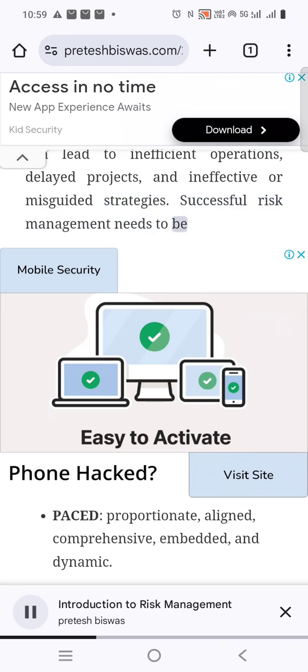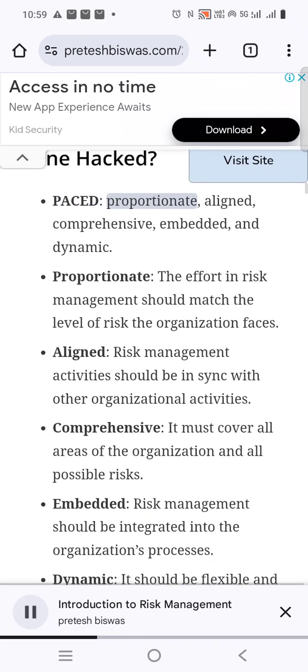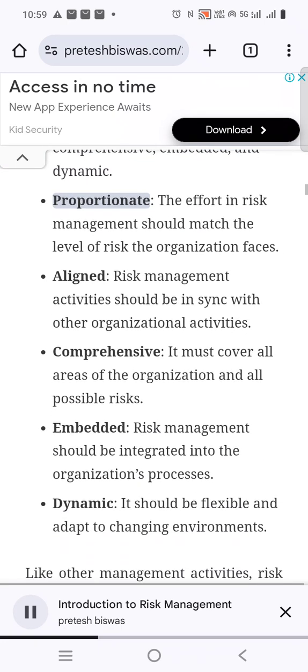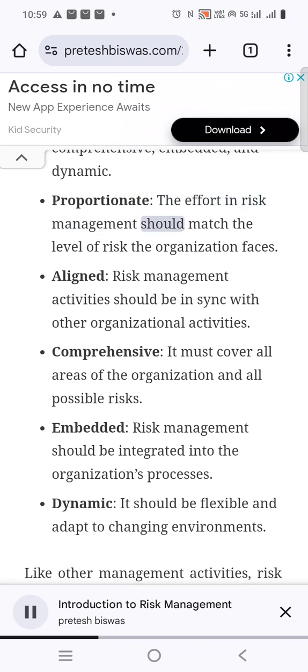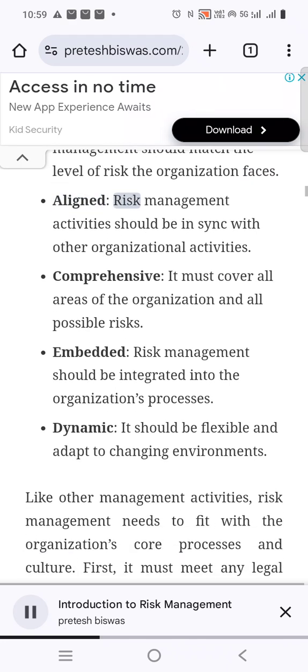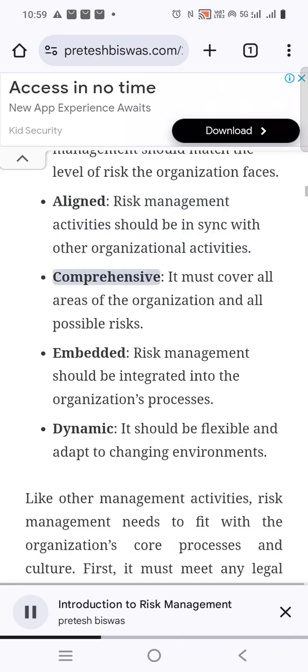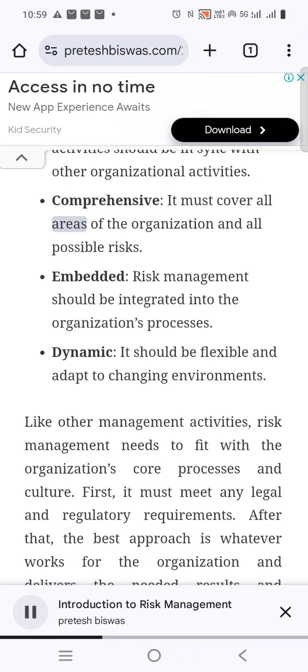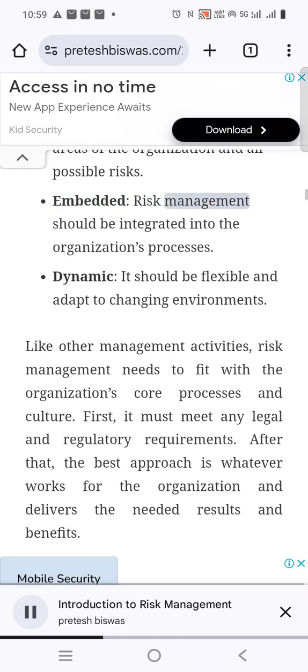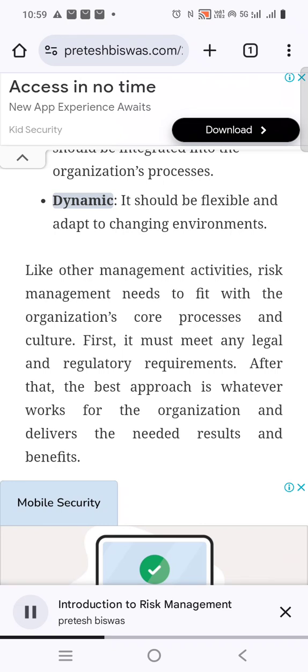Successful risk management needs to be paced, proportionate, aligned, comprehensive, embedded, and dynamic. Proportionate. The effort in risk management should match the level of risk the organization faces. Aligned. Risk management activities should be in sync with other organizational activities. Comprehensive. It must cover all areas of the organization and all possible risks. Embedded. Risk management should be integrated into the organization's processes. Dynamic. It should be flexible and adapt to changing environments.